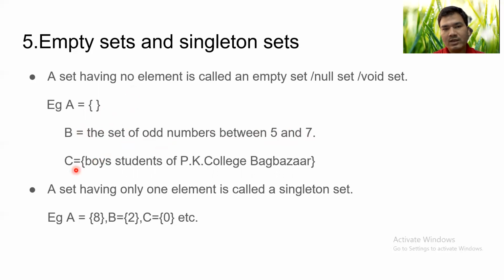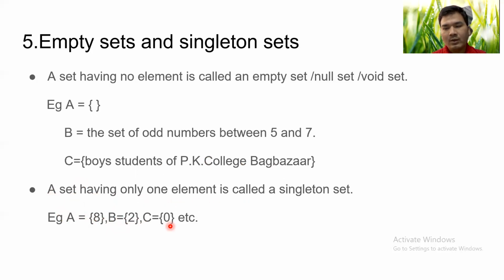Similarly, look at the next set, C equals boy students of PK College, Bagh Bazaar. PK College is the Padma Kanya College, and there is no boy student, so it is also an empty set. And similarly, a set having only one element is called a singleton set. A singleton set means a set which has only one element. Look at set A, 8, there's only one. Set B, there is 2 only, and set C equals 0. In all these sets there is only one element, that's why these are singleton sets.